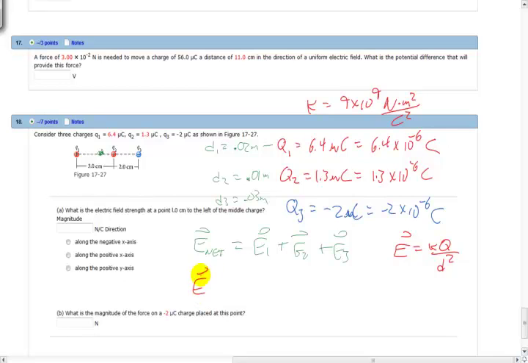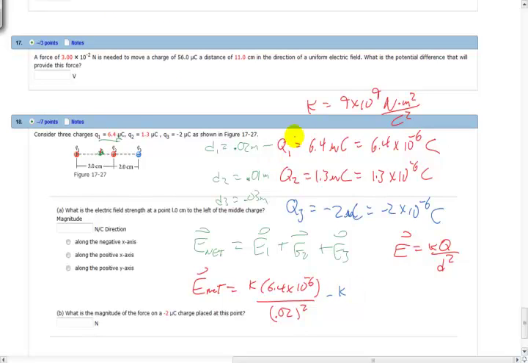So the net electric field will simply be equal to E1, which is K times Q1, which is 6.4 times 10 to the negative 6, divided by its distance squared of 0.02 squared there. Notice Q1 is going to be pushing which way? On this center point, it's pushing to the right, because it's in between there. Q2 is going to be pushing to the left, so I'm going to make this a negative force right here.